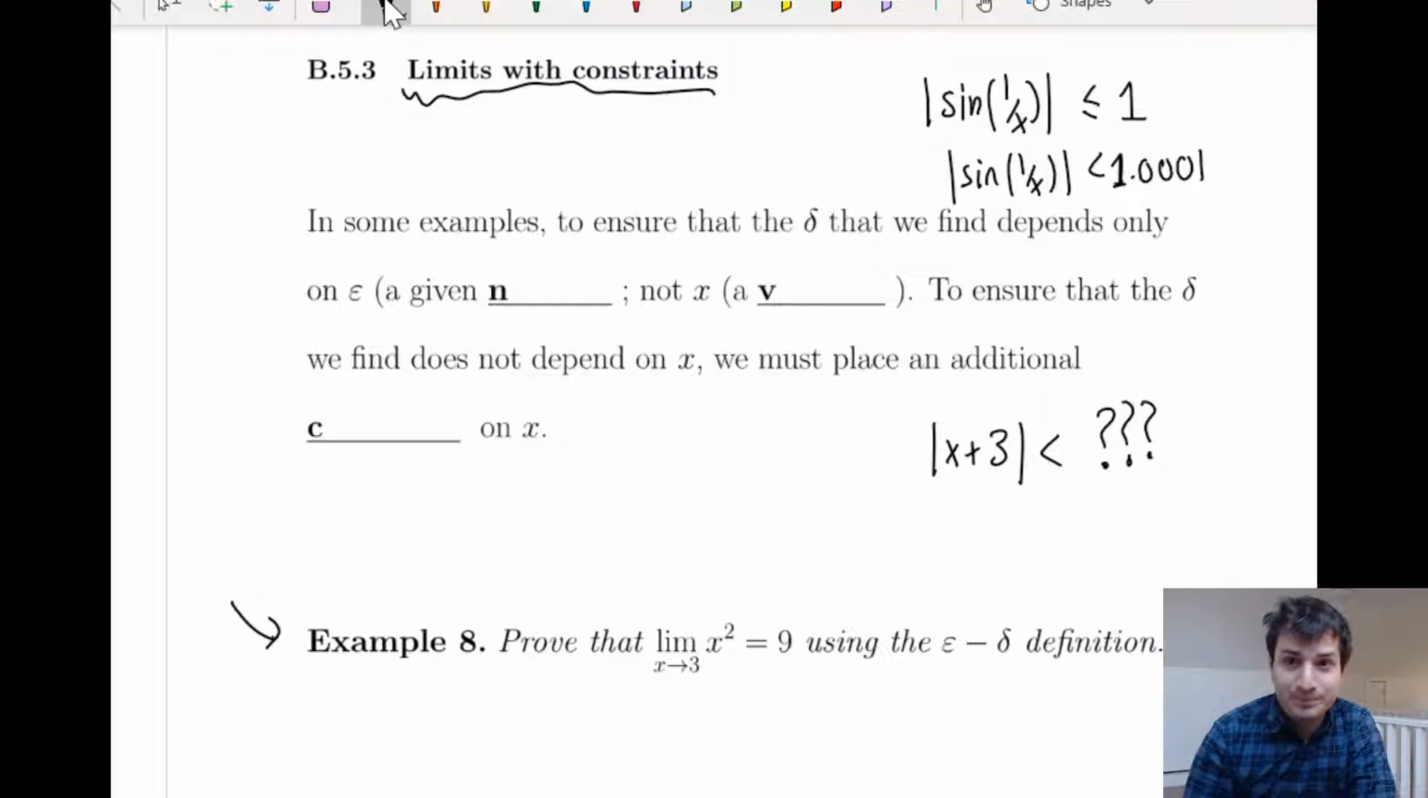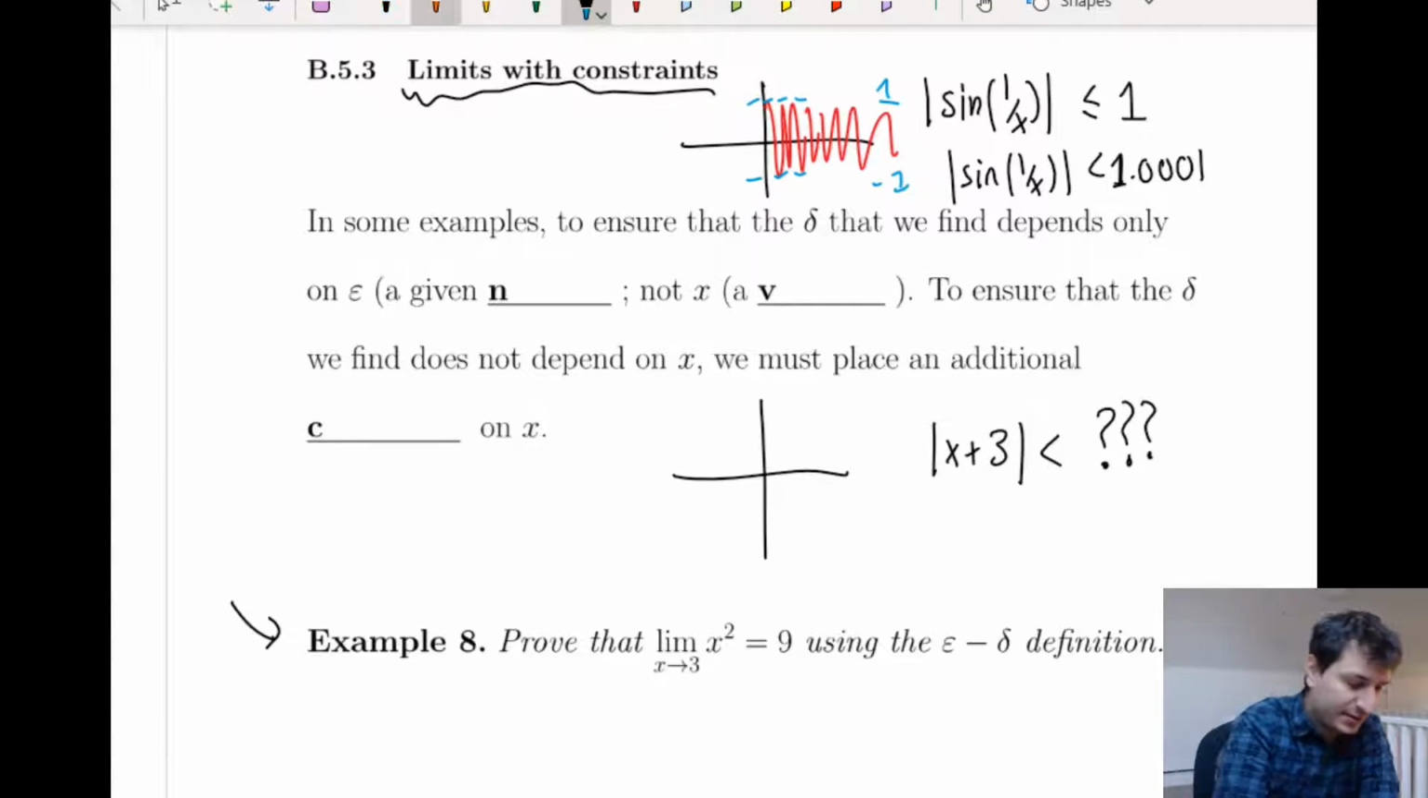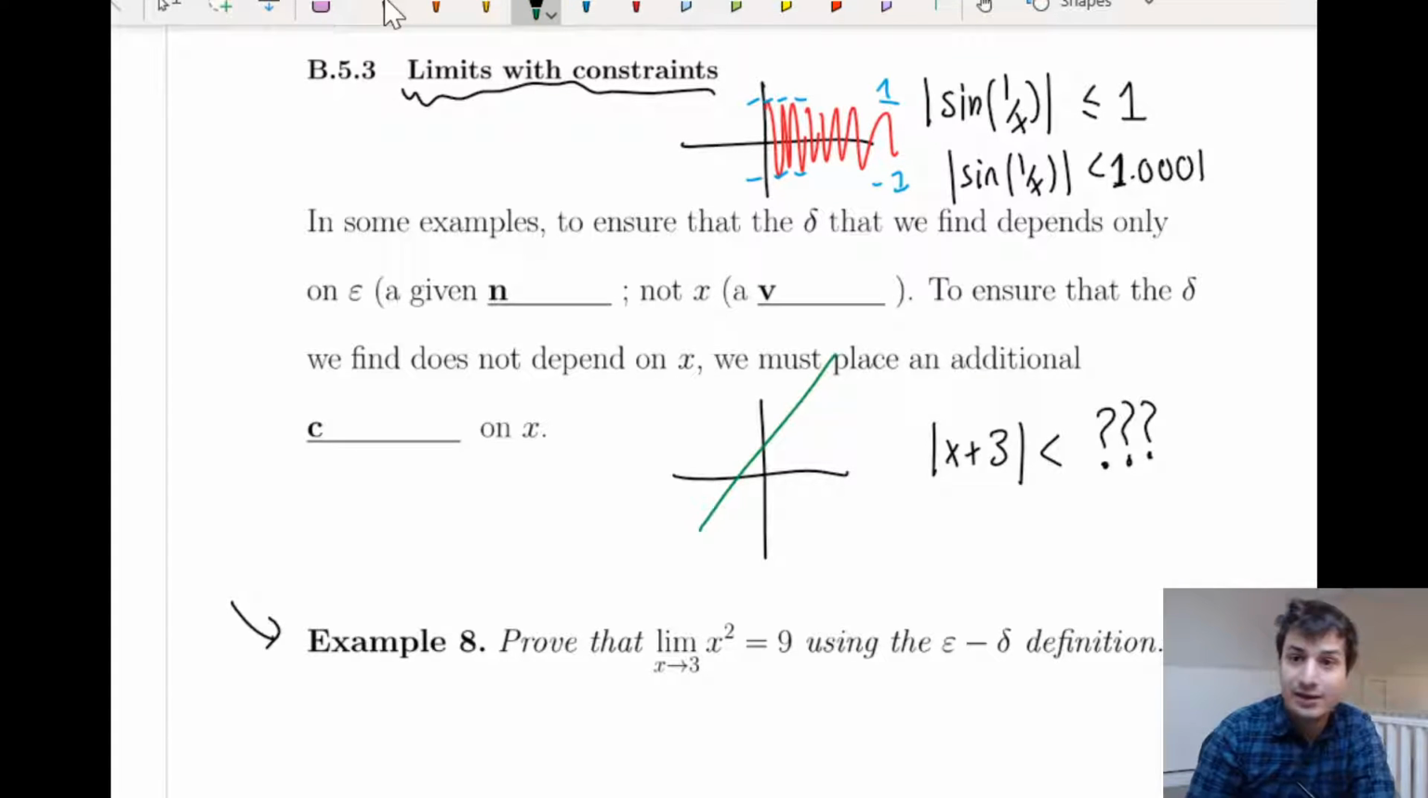But there's a problem. If you draw the graph of x plus 3 and compare it to the graph of sine, the graph of sine of anything will always bounce around between 1 and minus 1. That's the graph of sine of 1 over x, something like that. So it's always between minus 1 and 1, and that's why the function was bounded. Whereas the graph of x plus 3 looks something like this, and it just goes on forever and ever. So in the graph of sine, you can sandwich it between minus 1 and 1, and that's how we got our bound. That's how we got this 1, or if you want, this 1.001.